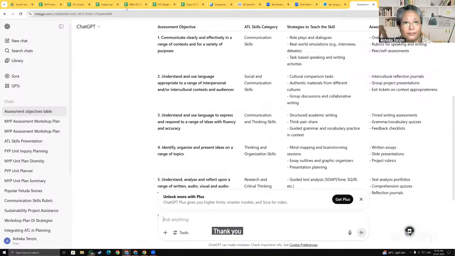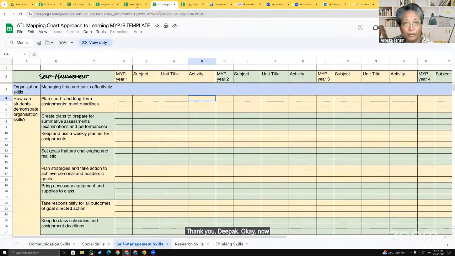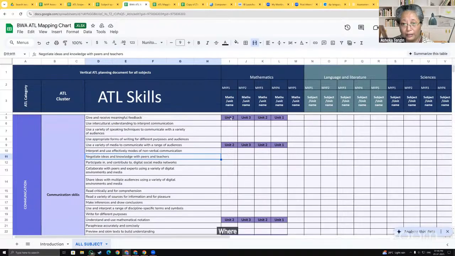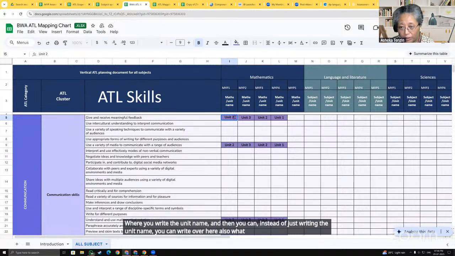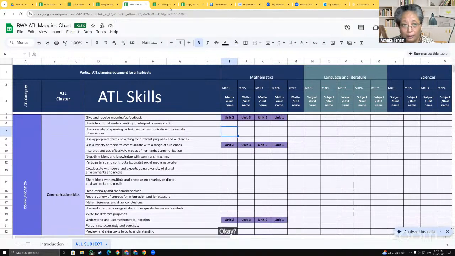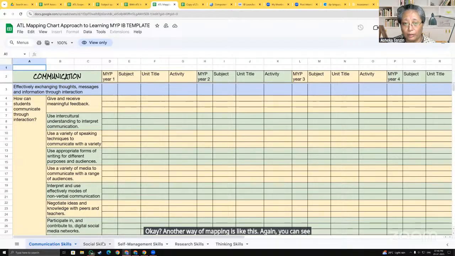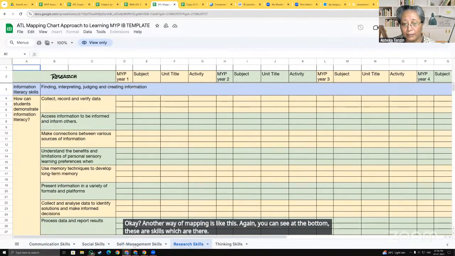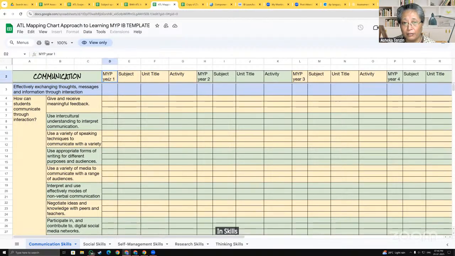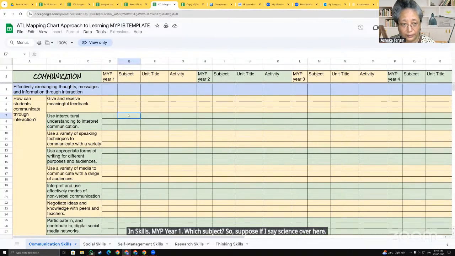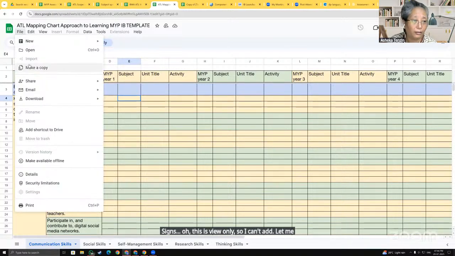Thank you, Deepak. Okay, now about mapping. This is one way of mapping where you write the unit name and, instead of just writing the unit name, you can write over here also what skill you are teaching. Another way of mapping is like this. Again, you can see at the bottom, these are skills which are there. Skills tabs are there. In skills, MYP year 1, which subject? Suppose I say science over here, science. Oh, this is view only, so I can't add. Let me make a copy.